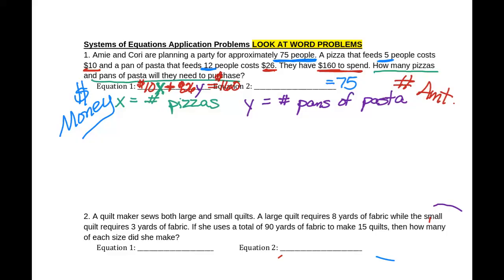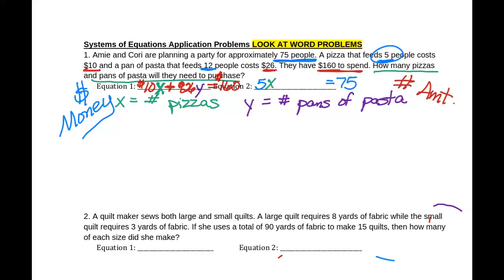And pizzas, how many, that's my amount or number, how many can eat from one pizza? 5. And how many pizzas do we have that we're planning on? We don't know exactly, but we are calling it how many pizzas? 5x. That's right. So X number of pizzas and 5 people can eat from it. So 5 times X tells me how many people can have that pizza.